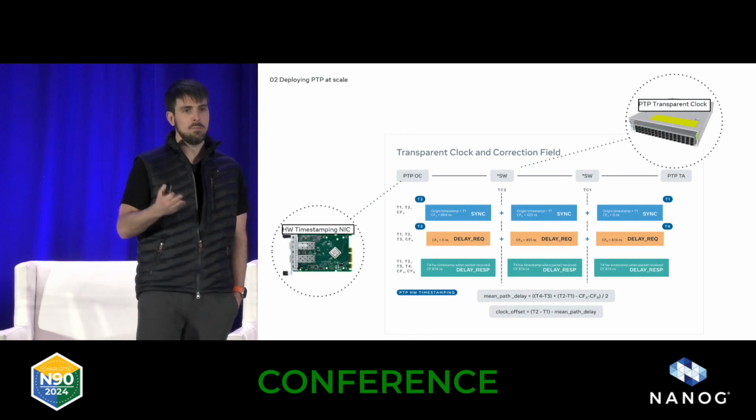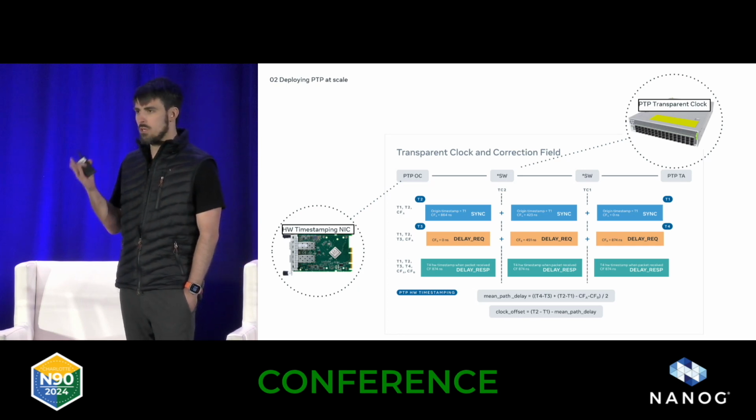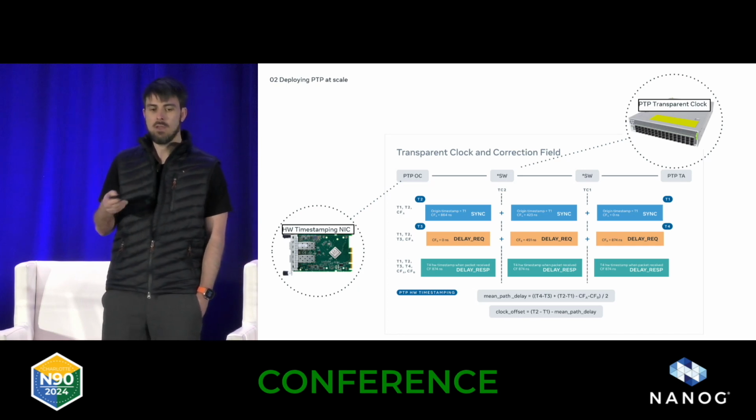All right, so let's talk about the network parts, the fun parts. What makes PTP actually possible, and why it's so drastically different from NTP, is a thing called transparent clock.